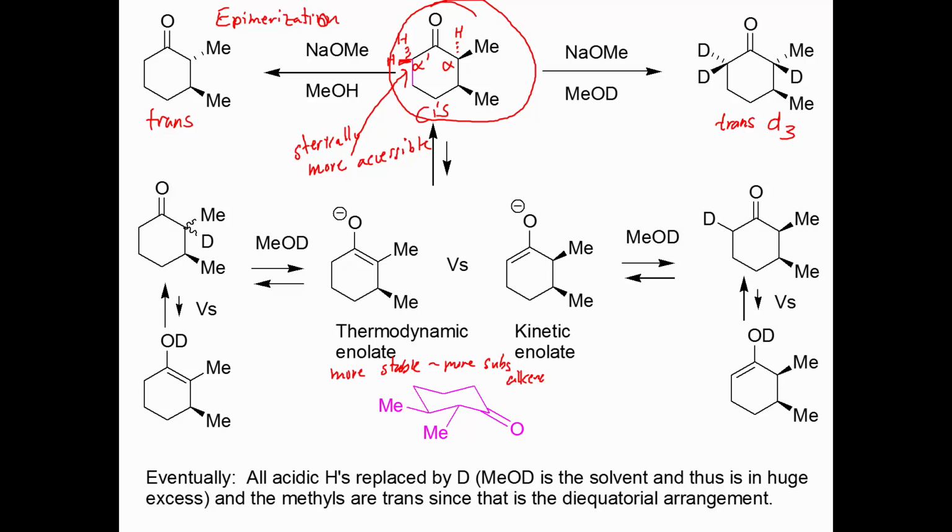Okay, all right. So what happens here is that when we make the thermodynamic enolate, we're going to add a hydrogen to this position. And when we have lots of deuterium, we put a deuterium there, right? Okay, and if we remove it, we can add this hydrogen or deuterium either to oxygen or carbon.